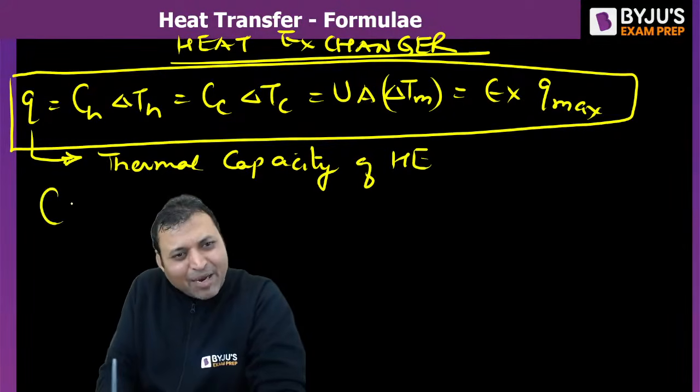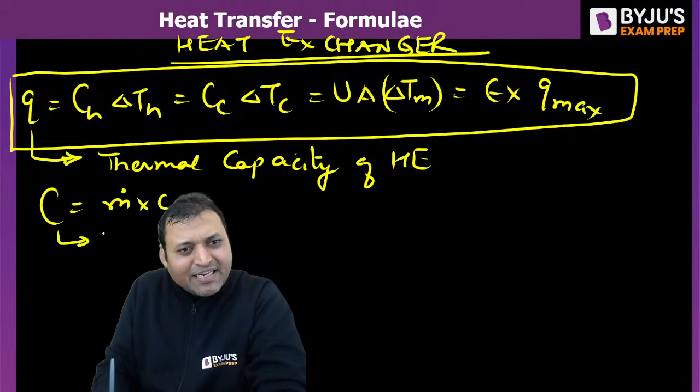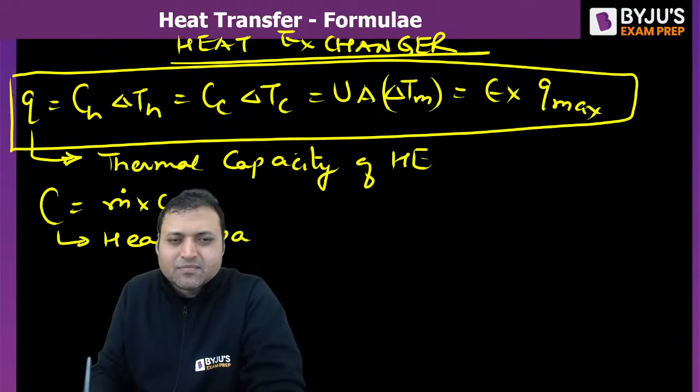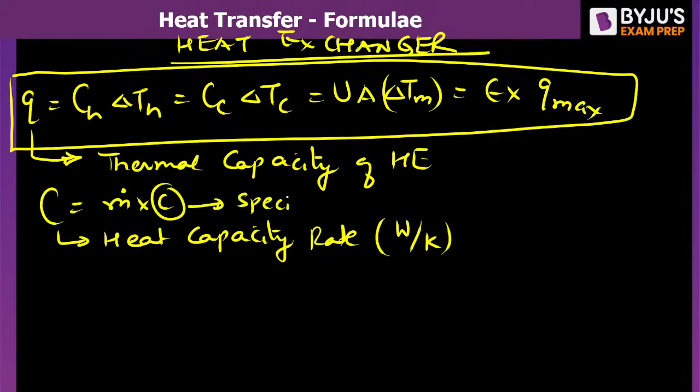Where capital C is equal to mass flow rate into specific heat. That is called as heat capacity rate. The unit is watt per Kelvin. Where small c is called as specific heat, the unit is joule per kg Kelvin.